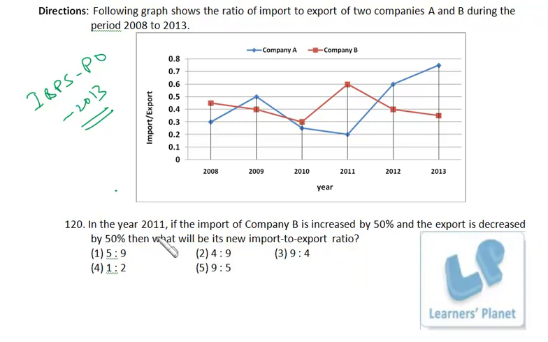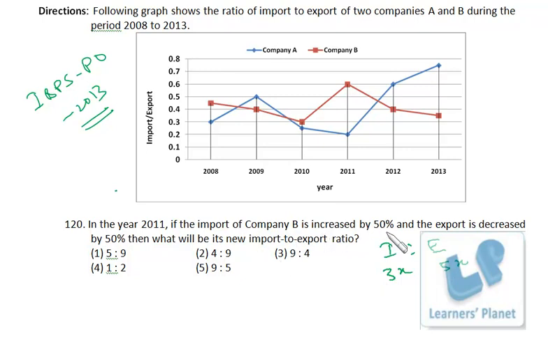In the year 2011, if the import of company B is increased by 50% and export is decreased by 50%, what will be the new import export ratio? 2011, we are talking about company B, right? So the import export ratio is 0.6. So we can say import to export is 0.6, or 6 by 10, or 3 by 5. So I assume this to be 3x and this to be 5x, right?